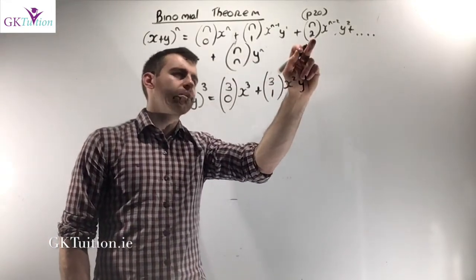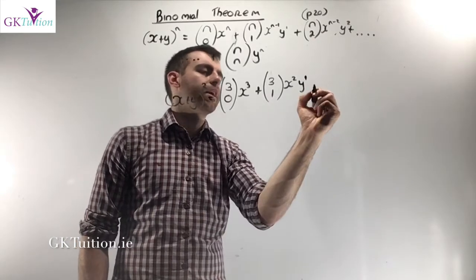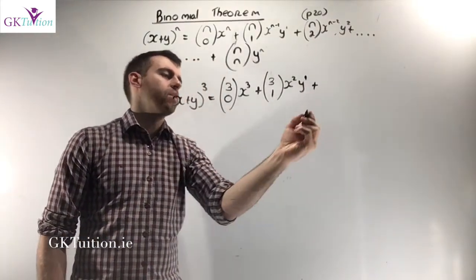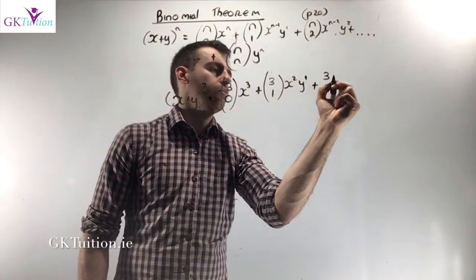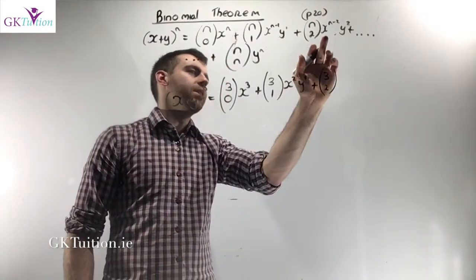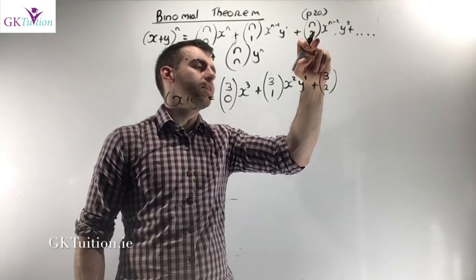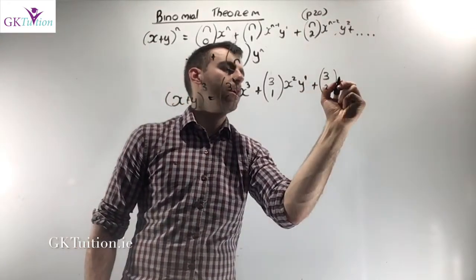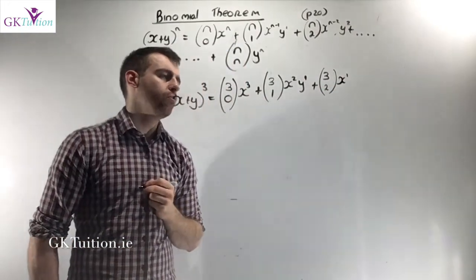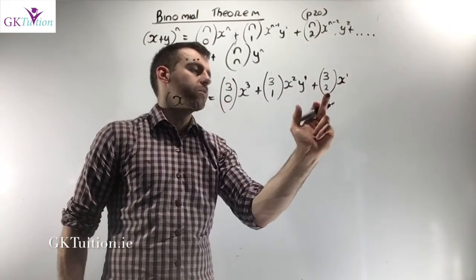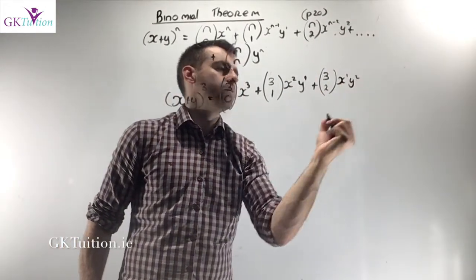Obviously the next thing I do is I increase the number on the bottom again, so it's going to be plus again because this is a plus. This time it's going to be 3 choose 2, and the power of x needs to be n minus this number, so 3 minus 2, so in this case it'll be x to the power of 1. And y is always whatever this power is, so this time it's going to be y to the power of 2.